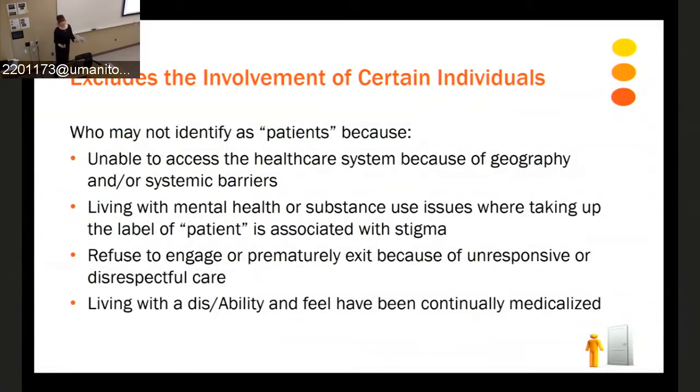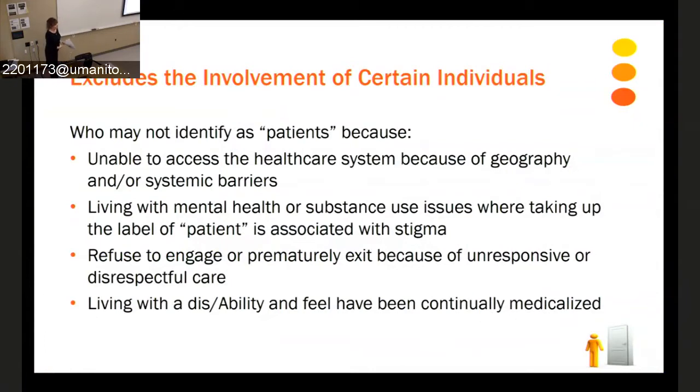And so when you're thinking about engaging and when you're thinking about recruiting, you need to think about how am I going to engage all of these different perspectives. Also, when you think about people who may not identify as patients because people living with mental health or substance use issues, taking up the label of patient may be also associated with a ton of stigma. Also, there are people who refuse to engage or prematurely exit because of unresponsive or disrespectful care. So you need to understand, how do I reach these people to engage as well, because their perspectives are incredibly valuable if you're looking to improve health systems or healthcare interventions.